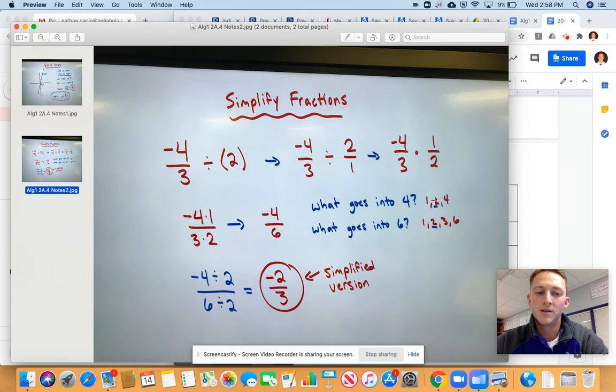So we're going to take this 2, and we're going to see how many times 2 goes into negative 4 and 2 goes into 6. Another way to do that is just divide. So let's just divide negative 4 divided by 2. So negative 4 divided by 2, that's negative 2. And then 6 divided by 2 is 3. So here's our simplified version of this ugly problem right up here.